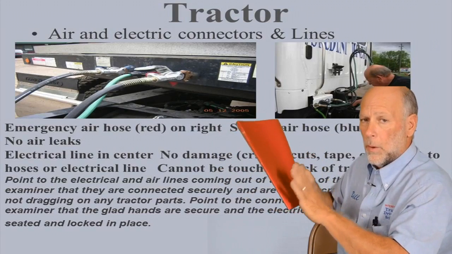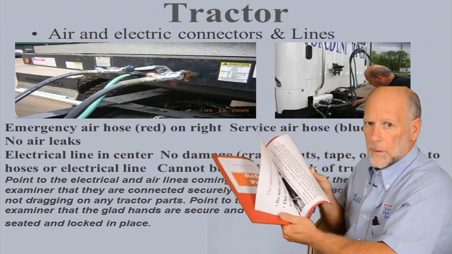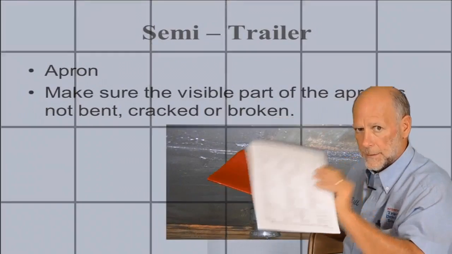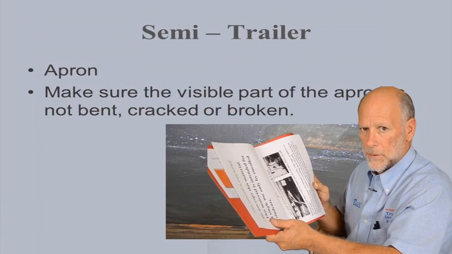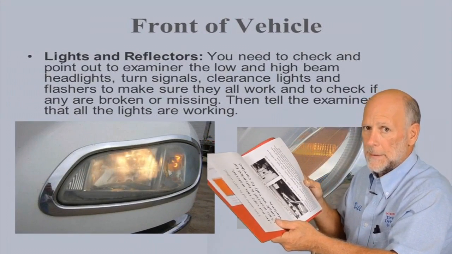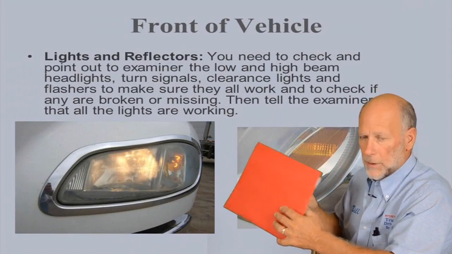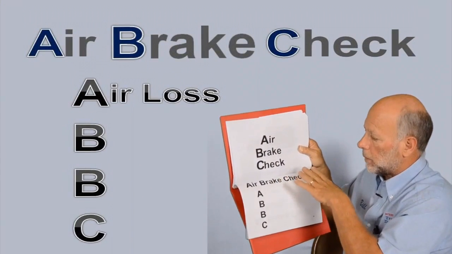All right, now the workbook that we give you when you take our air brake class lists all of the components in the body of the checklist. It identifies the component by name with a picture and gives you the narrative, the verbal narrative that you're supposed to repeat to the examiner. Now the air brake check, we have a special section on that in the very back of our workbook.